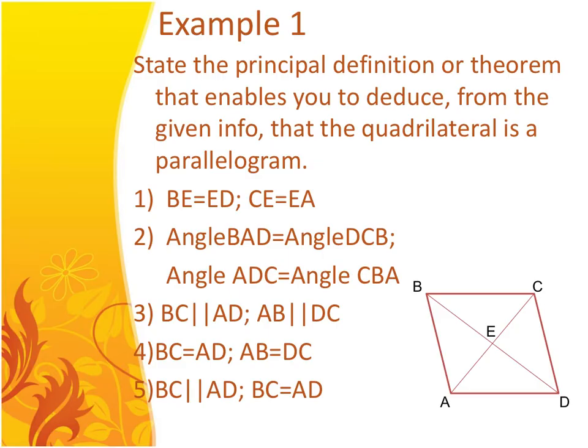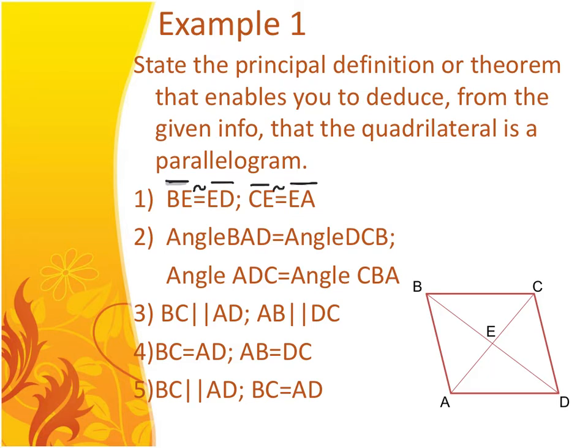Now this next one's got a little bit of time, but again, it's just reinforcing what we just covered. So in questions 1 through 5, it wants us to state, is it the definition that they're talking about? Is it a theorem or is it the converse? What are they using? So here, number 1 says that BE is congruent to ED, and CE is congruent to EA.